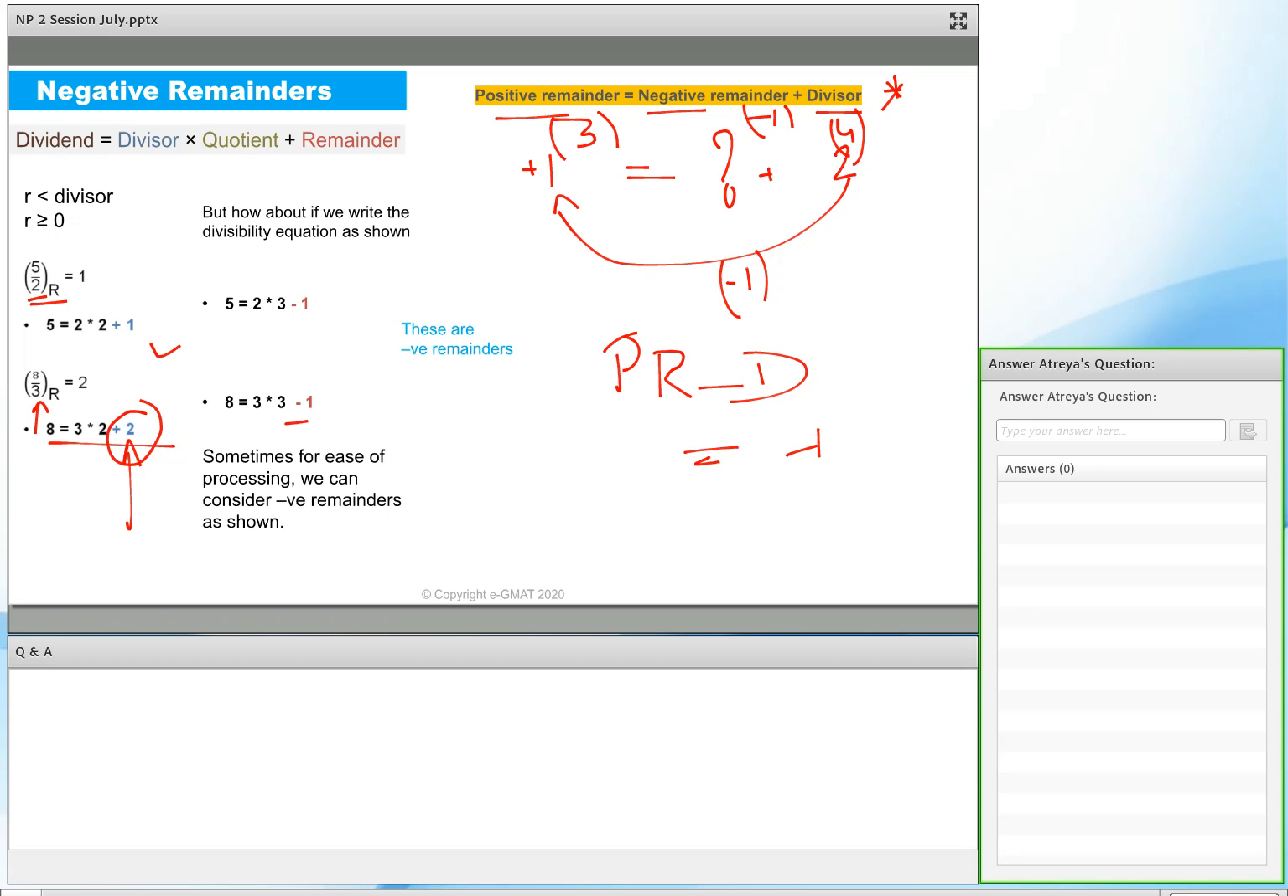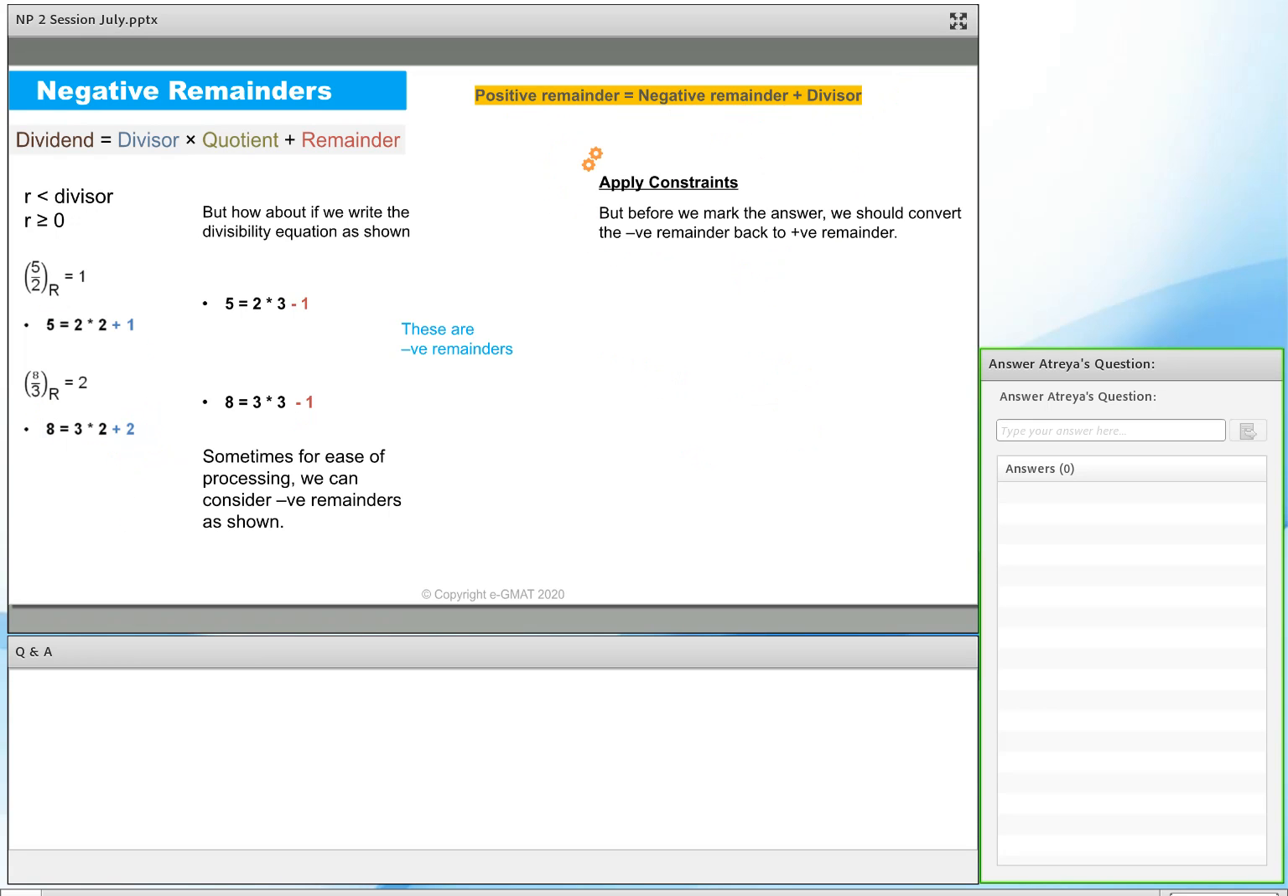Okay, how do I use this? I know the concept of negative remainder, but how do I use this? So now that you know negative remainders, let's first understand the constraints over this, and then we'll move on to questions to check out how do I use this.